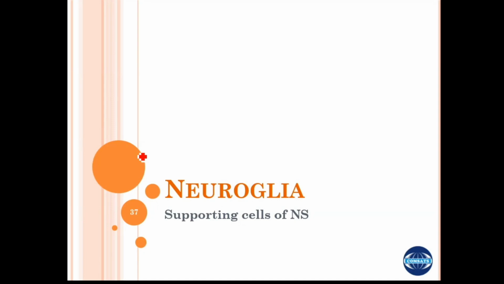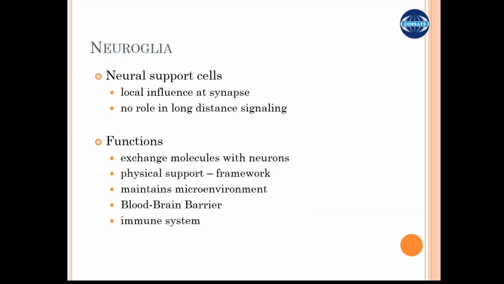Now, coming towards the different types of neuroglial cells, they are the supporting cells of the nervous system. These neuroglial cells are present in the brain and also in the vertebral column. The main function of the neuroglial cell is to provide support to the neurons and nervous system. So they have local influence at the synapse or within the brain, but they have no role in the transmission or generation of the electrical signals.